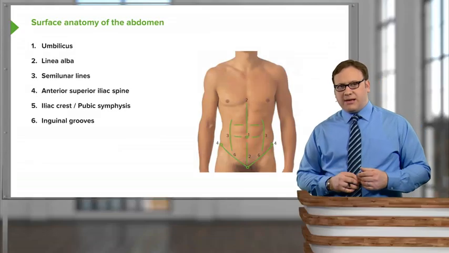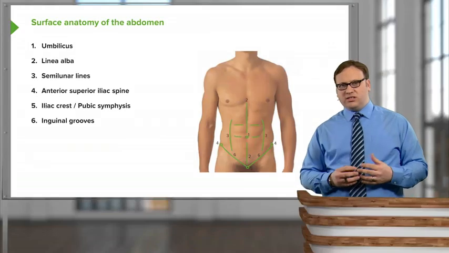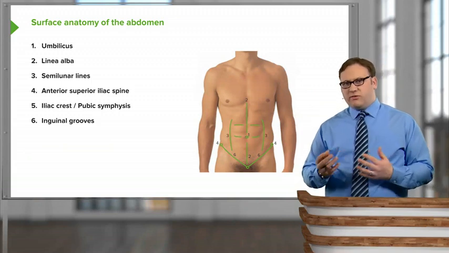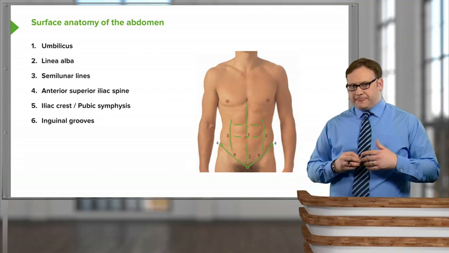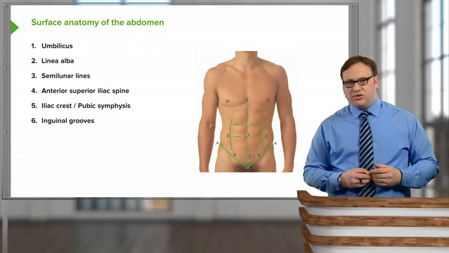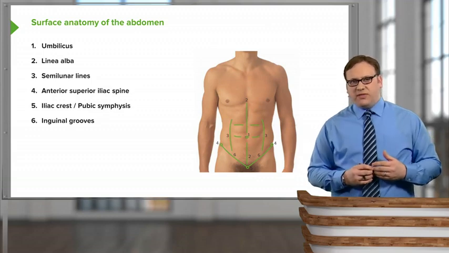So these surface landmarks on the abdomen are really important in helping us observe if there's any scarring or if there's any damage that's occurred to this region. But this is a nice normal anterior aspect of the abdomen.